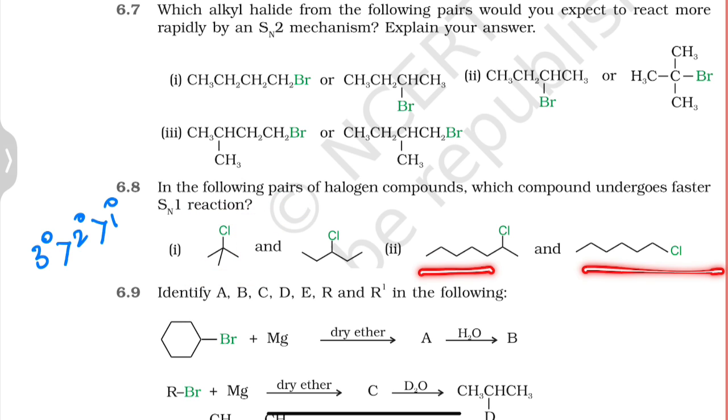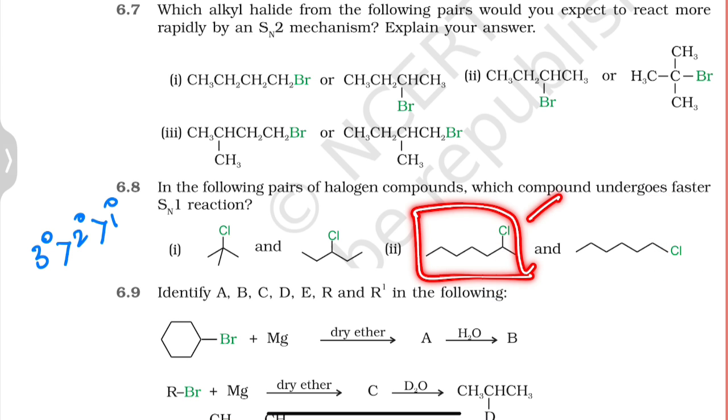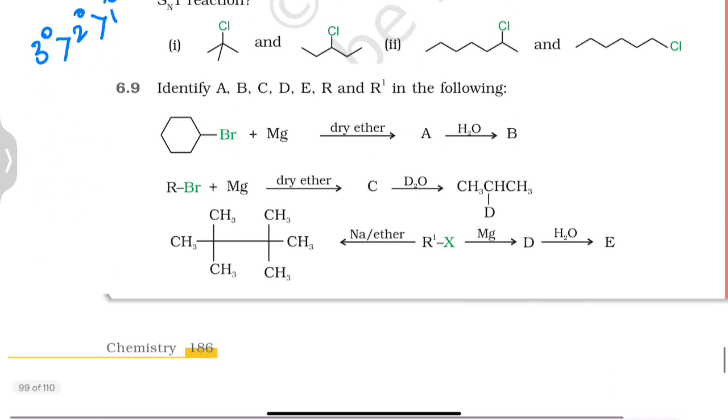And here we will compare these two. Halogen is attached to secondary, halogen is attached to primary. Therefore the rate will be greater in secondary. Now identify A, B, C, D, E, R and R dash in the following reaction. So we'll do this now.